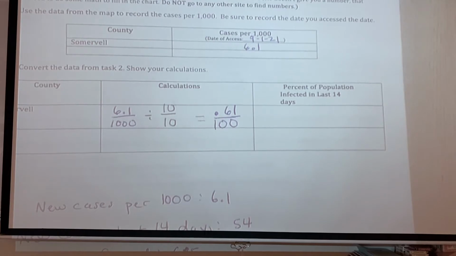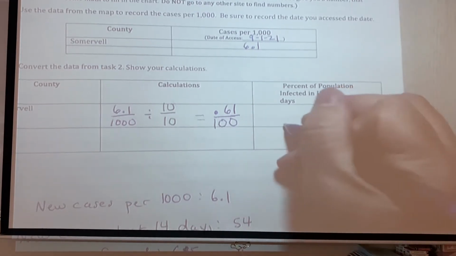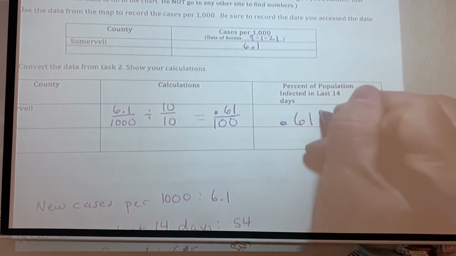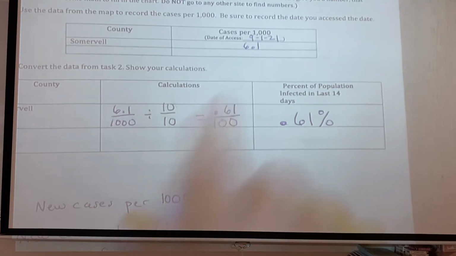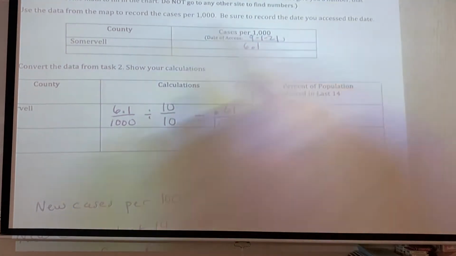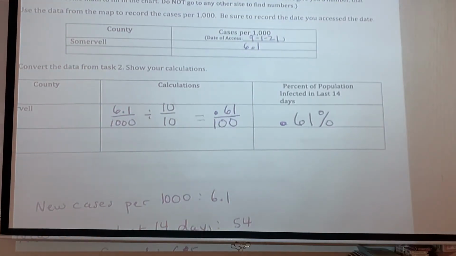So what percent of the population was infected in the last 14 days? 0.61. Yeah, 0.61%. Not even a full 1%. So while it's 6 out of 1,000 people, it's not even 1 out of 100. If you get a group of 100 people together in Somervell County, there might not be a single person in there. Well, that's not quite how that works anyway.